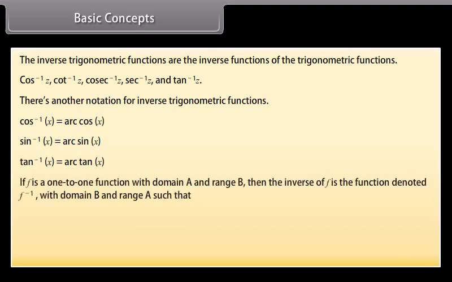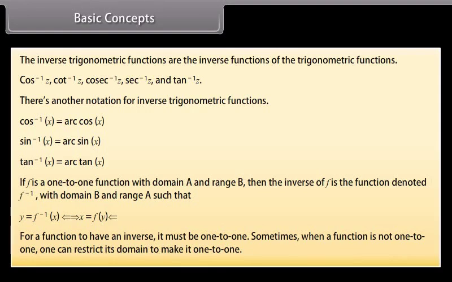Recall that if f is a one-to-one function with domain A and range B, then the inverse of f is the function denoted f inverse with domain B and range A such that y is equal to f inverse of x if and only if x is equal to f of y. For a function to have an inverse, it must be one-to-one.